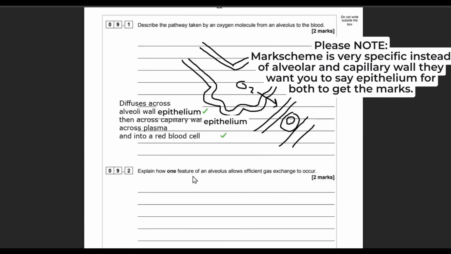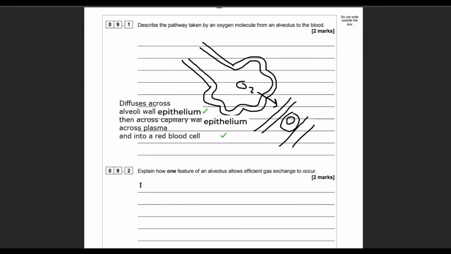Now it says explain how one feature of the alveolus allows for efficient gas exchange to occur. So you've got to state the feature that gets you 1 mark. So I'm going to say thin walls. We probably have to say 1 cell thick. What does this do? This creates a short diffusion pathway. Now, there you go. That is the adaptation and the explanation.